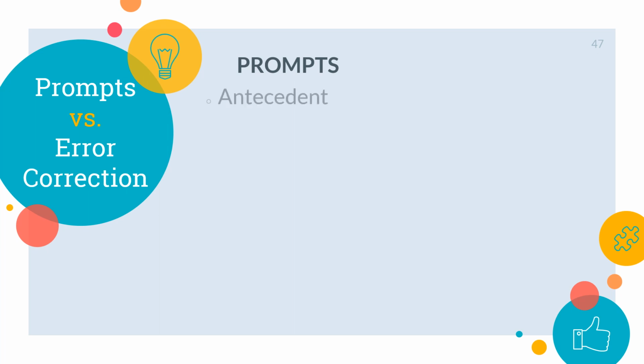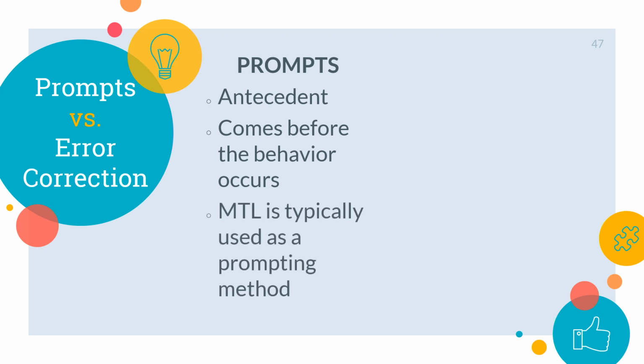Prompts are antecedent stimuli as they occur before the behavior to increase the likelihood of a correct response. A most to least prompting hierarchy is often used as a prompting method, as a more intrusive prompt is provided prior to the response, decreasing the likelihood of errors. We will discuss most to least prompting methods more in a little bit.